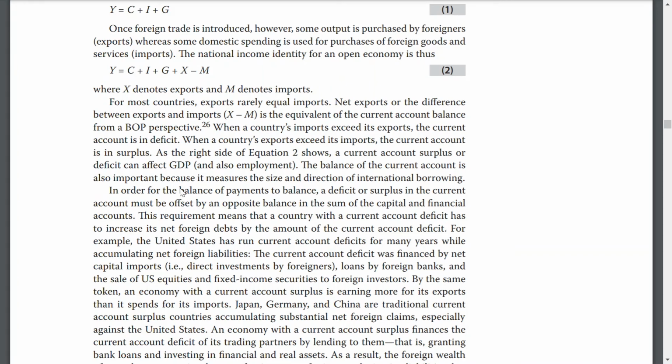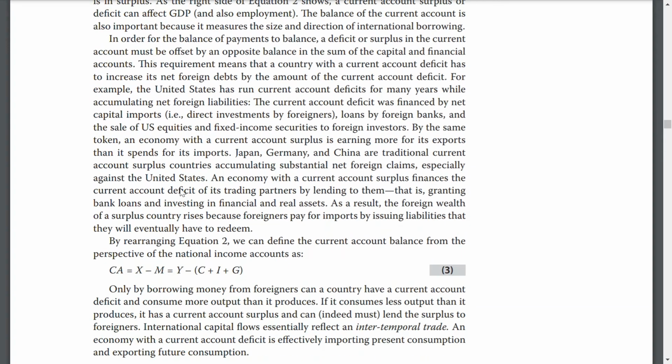In order for the balance of payments to balance, a deficit or surplus in the current account must be offset by opposite balances in the sum of the capital and financial accounts. This requirement means that a country with a current account deficit has to increase its net foreign debt by the amount of the current account deficit. For example, the United States has run current account deficits for many years while accumulating net foreign liabilities. The current account deficit was financed by net capital imports, i.e. direct investment by foreigners.